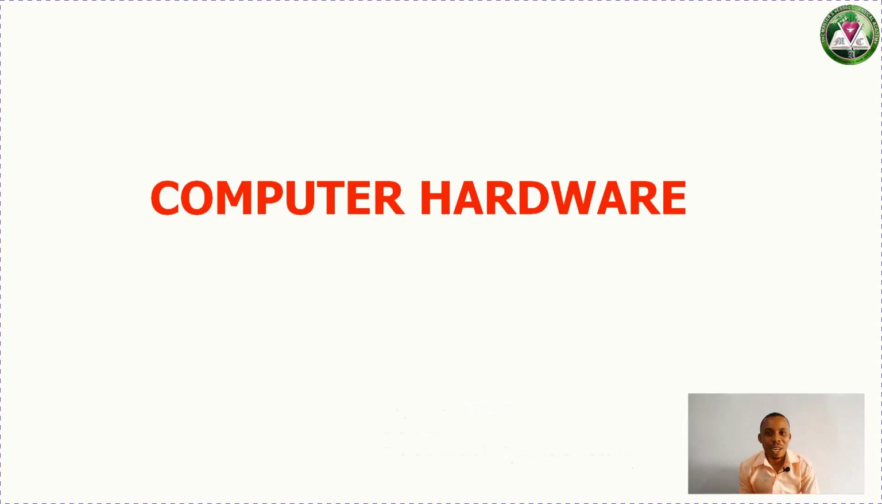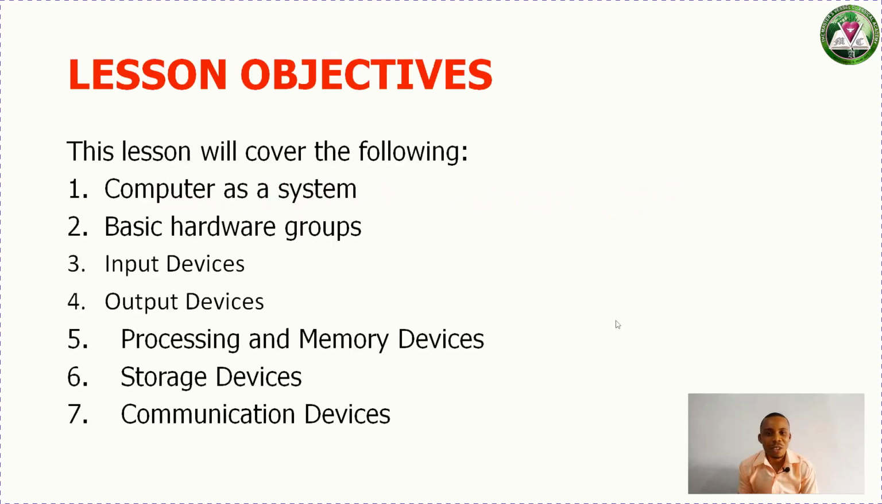On this computer class today, we'll be discussing the topic computer hardware. And on this computer hardware, we'll be looking into the subtopics: number 1, computer as a system, why computer is called a system. Number 2, the basic hardware groups. Number 3, input devices, output devices, processing devices, storage devices, and communication devices.